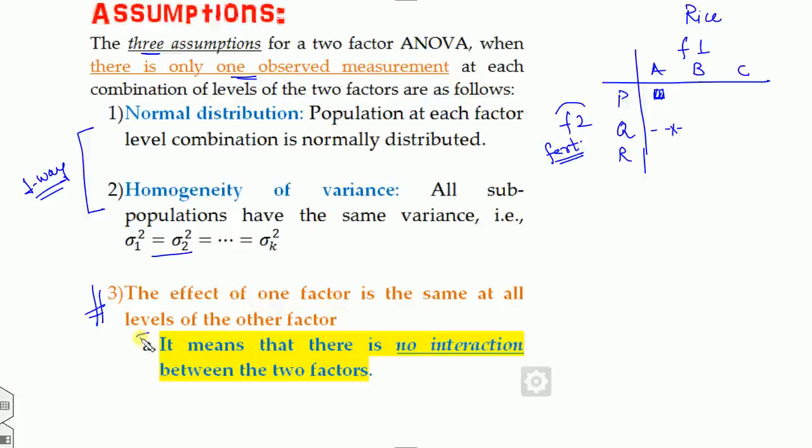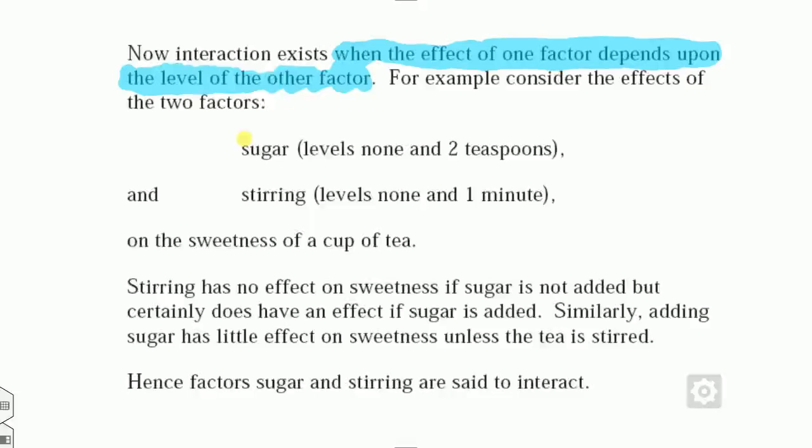Look at this at a level. It means the effect of fertilizer A is the same as that on A, B, and C. It means there is no interaction between the two factors. So this is the meaning of no interaction. What is the meaning of interaction? I will explain in the next slide.